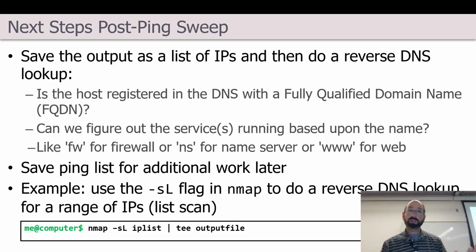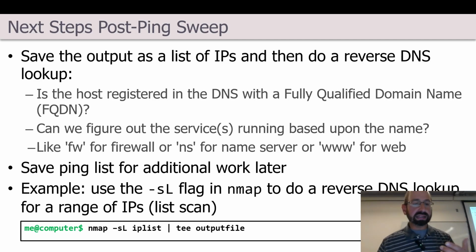What we do post-ping sweep, then, is what we just processed. Can we save the output as a list of IPs? And then potentially, should we do a reverse DNS lookup on those? Sometimes we gain additional information from that. If there is a DNS entry, does it have a fully qualified domain name? And does the name itself potentially tell us something about what service or services are running? If it has www, it's likely a web server. If it has FW, it might be a firewall. But in general, we save that ping list for additional work later.